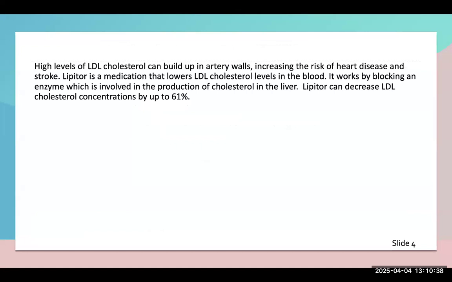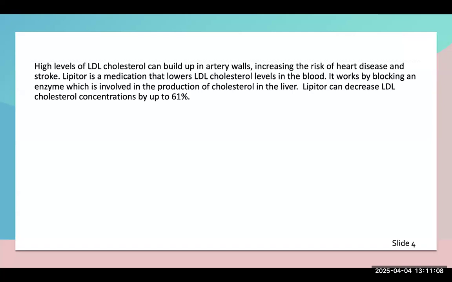High levels of LDL cholesterol can build up in the artery walls. And when you have high levels of LDL cholesterol, this increases the risk of heart disease and stroke. There's this medicine called Lipitor, which lowers LDL cholesterol levels in the blood. Now, how it works is it blocks an enzyme which is involved in the production of cholesterol in the liver. Your body naturally produces cholesterol, and so Lipitor will reduce those levels in your liver.